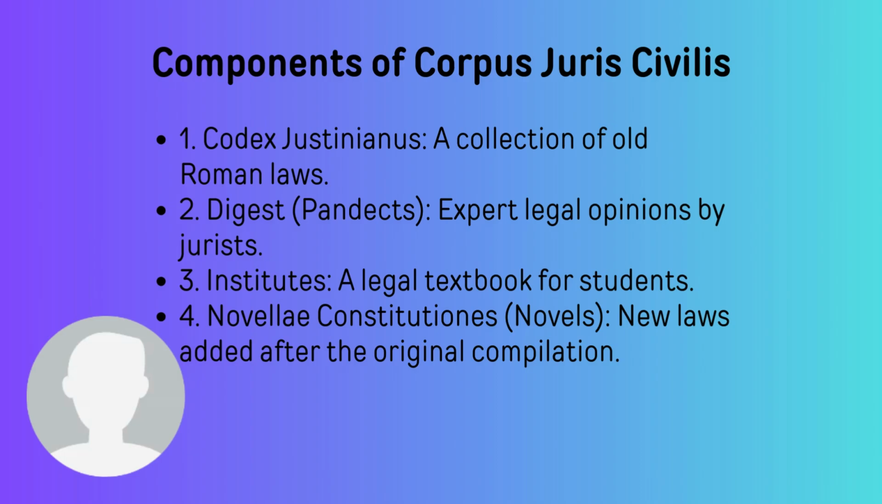The fourth component is Novellae Constitutiones, which we can simply call the Novels. After the complete compilation of the Corpus Juris Civilis, the laws which were newly made by Justinian were added into it. It shows how the Corpus Juris Civilis continued to evolve.